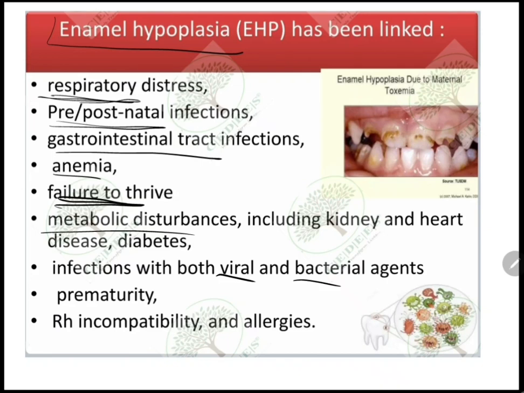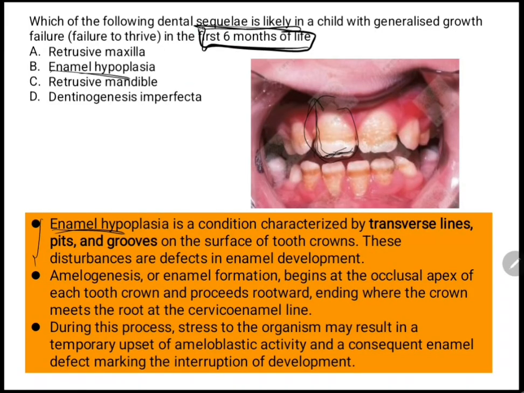So, you can see how even such a small thing like the enamel over your tooth, if that is not formed well, can be linked to a number of quite severe conditions. So to answer your question here, the sequelae most likely to occur in a child with growth failure is most commonly this enamel hypoplasia.